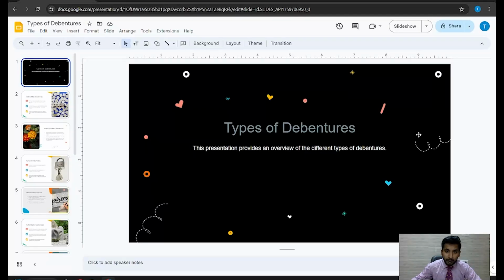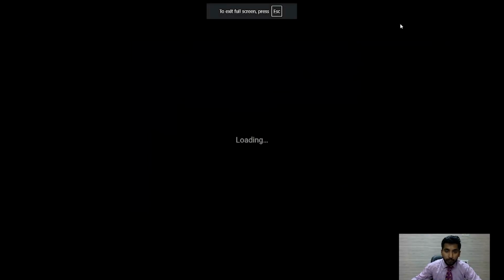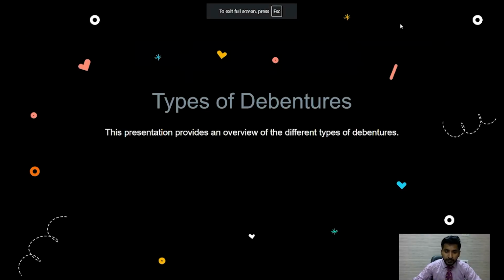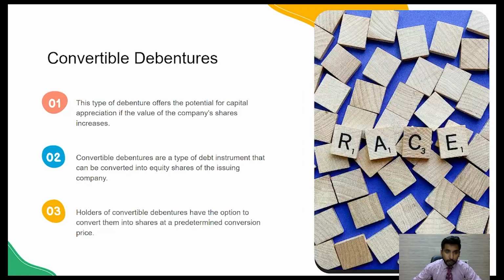We will discuss the various types of debentures. This presentation provides an overview of the different types of debentures as follows. First of all, it is the convertible debentures.